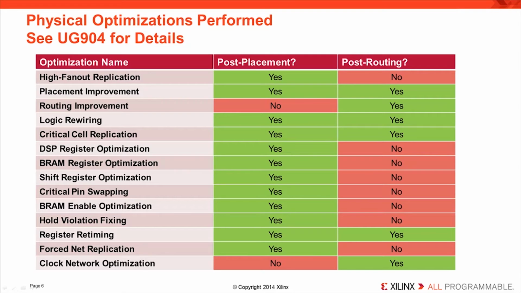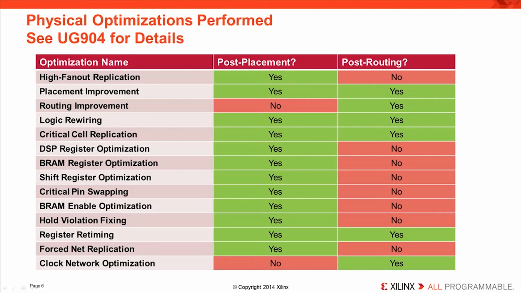As you can see from this table, there are a vast number of optimizations ranging from replication to retiming to purely physical operations such as placement and routing improvement. There are far too many to cover in detail in this quick take, so please see the implementation user guide UG904 for more details.